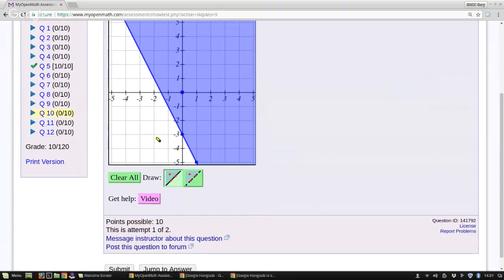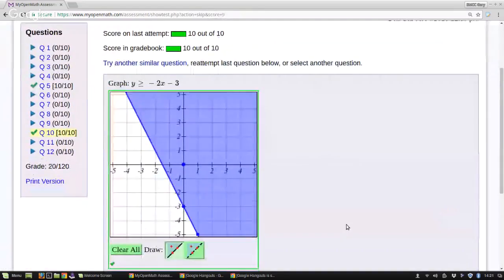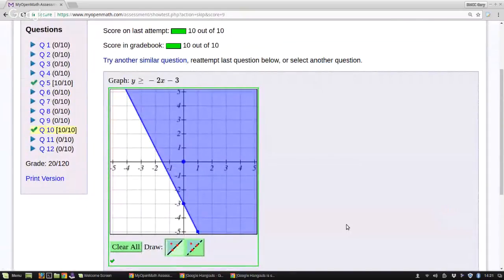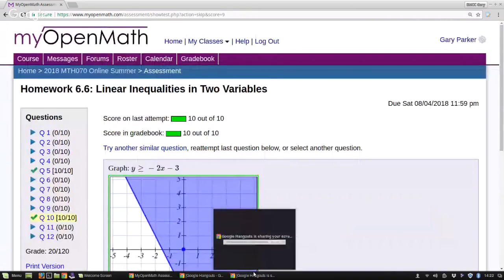I tested a bunch of points. Submit. Cool. Now I'm playing around on the homework and I'm testing these points in my head. It's a good idea to write those tests down on paper, especially if it's a quiz or a test. So have fun, do good graphing, see you in the future.